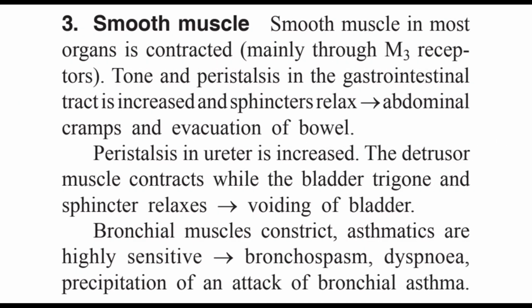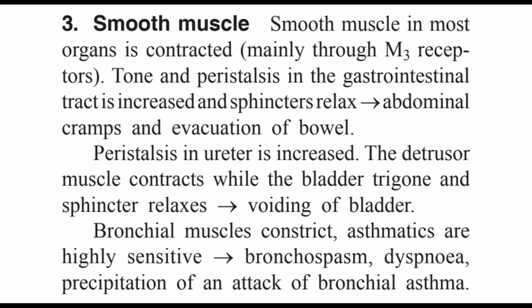Muscarinic action on smooth muscle. Smooth muscle in most organs is contracted, mainly through M3 receptors. Tone and peristalsis in the gastrointestinal tract are increased and sphincters relax, causing abdominal cramps and evacuation of the bowel. Peristalsis in the ureter is increased. The detrusor muscle contracts while the bladder trigone and sphincter relax, voiding the bladder.